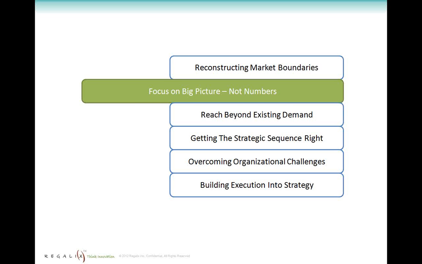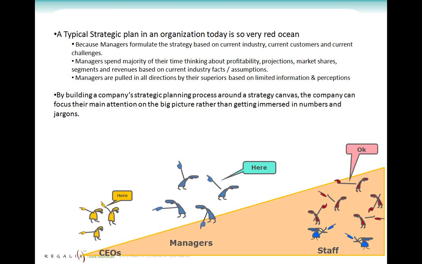Now, let's get on to the second principle, which is called focusing on the big picture, not numbers. Once we have conceived a blue ocean idea, it's imperative that we plan and strategize it. If you look at a typical organization today, a typical strategic plan is very red ocean, because managers formulate the strategy based on the current industry, current customers, and current challenges.